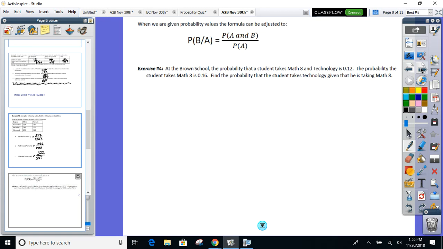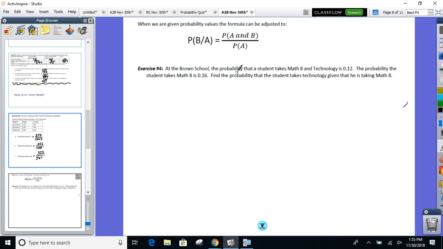Now, you can't just rely on the totals anymore. We need a new way of doing this, and that's the formula I have up above. And this is basically what you guys have been telling me, is if you're going to find a conditional probability, the numerator is the intersection, the chances they do both. And on the bottom is, what's that A? That's the given.